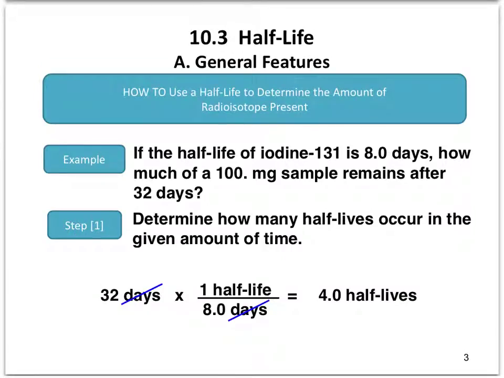We can compute how much substance is left from a dosage of radioactive material based upon the half-life. Here we want to determine the amount of iodine-131 left after 32 days. Using the given half-life as a conversion factor, we see that 4 half-lives have occurred in 32 days.